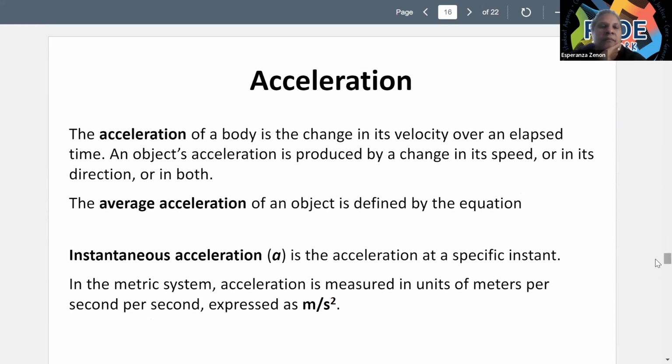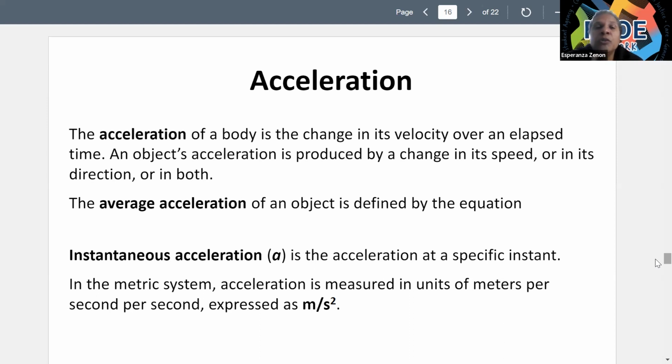Acceleration. The acceleration of an object is how the velocity changes per unit time, not how the speed changes per unit time, how the velocity changes per unit time, okay? You can produce an acceleration by changing an object's speed, but you can also produce an acceleration by changing an object's direction. Or you can do both.